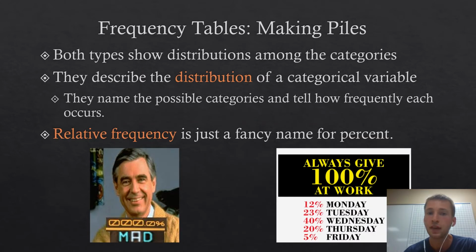So frequency tables and relative frequency tables are both ways to show distributions among different categories, and they describe the distribution of categorical variables. So if I ask you to describe the distribution of a certain variable, really what I'm asking you for is what are the categories and then what percent or what count is within each category.